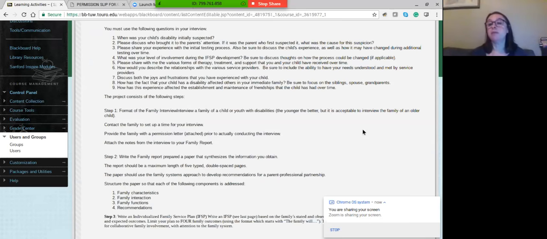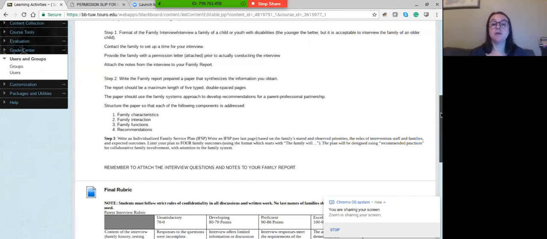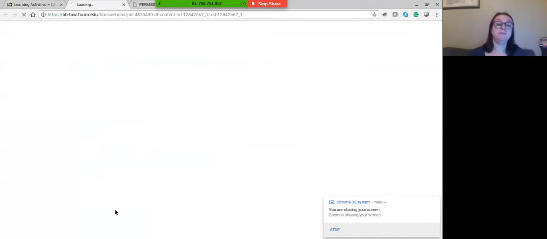Now step number 3 is you're going to actually be writing an IFSP for the family. Now this is very modified because really we're just trying to answer questions that you can do. If you're looking at an IFSP, you're going to see there's a lot involved in it. There's going to be a lot of things about meeting with parents. There's going to be things about family service providers. You're not going to be able to do that because this isn't real. This is something that you're creating. So let's take a look. This is the modified sheet.